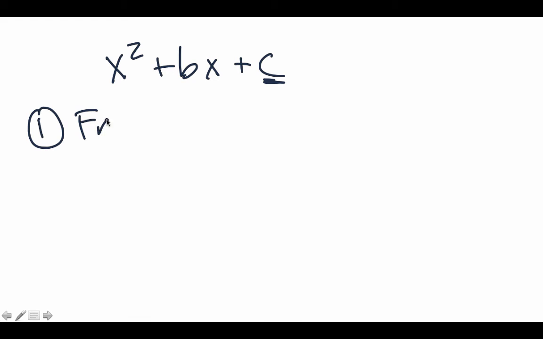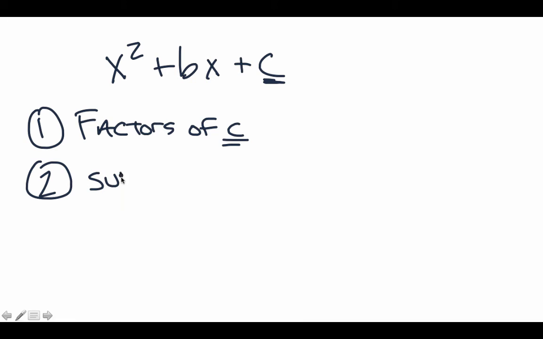Well, the rules are x squared plus bx plus c. Look at the constant. In step 1, list the factors of c. All of them. Got to get all of them. Got to catch them all. Step 2: when I said it's positive, we're going to add factors. Well, what do you think we're going to do if it's negative? We're going to subtract factors.